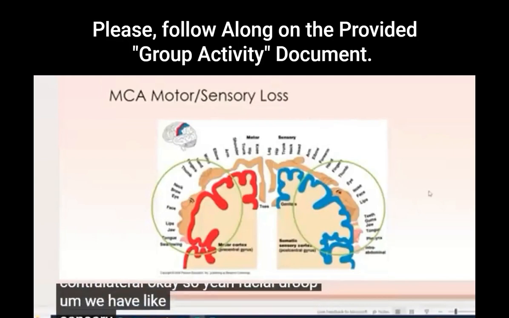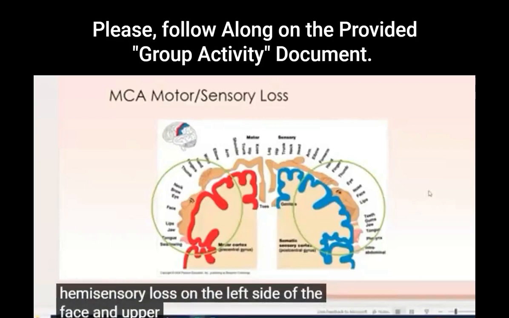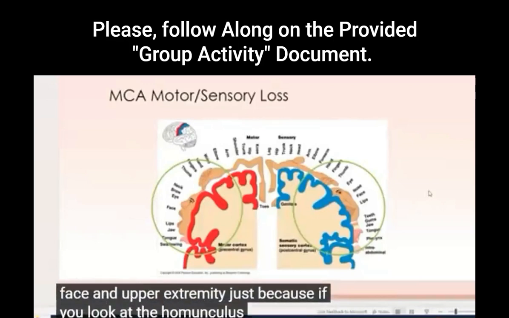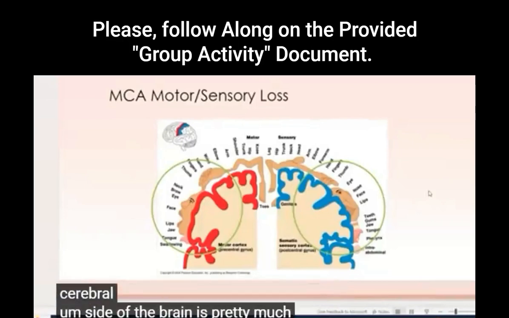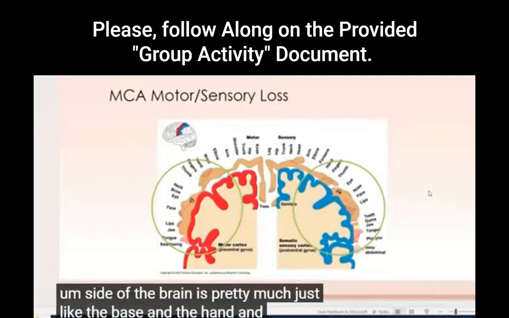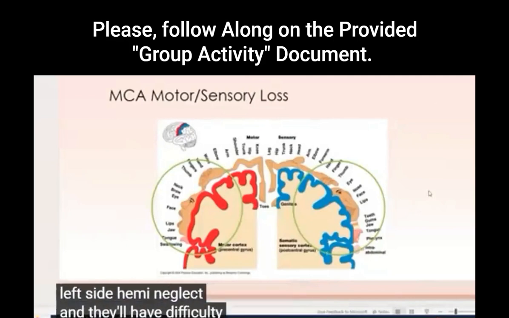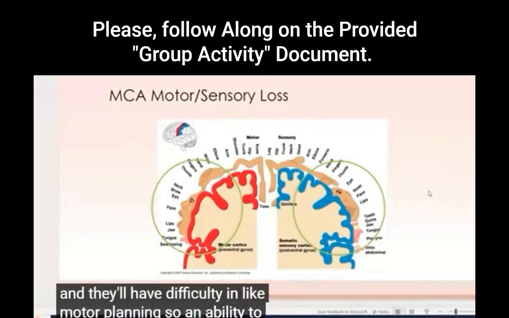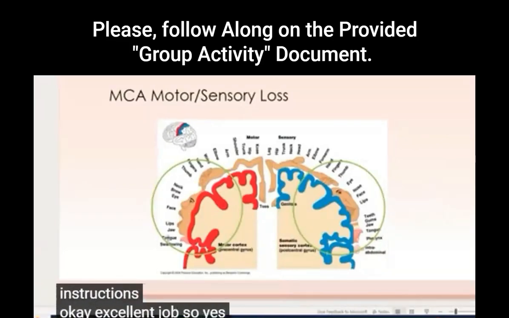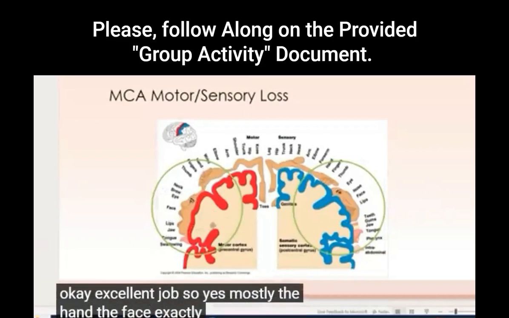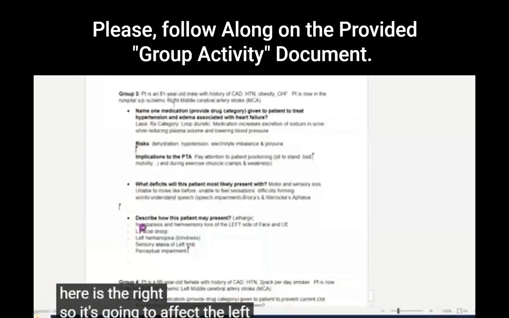We have sensory ataxia on the left limb, hemisensory loss on the left side of the face and upper extremity. Just because if you look at the homunculus, the middle cerebral side of the brain is pretty much just the face and the hand. The patient will also present with left-sided hemineglect, and they'll have difficulty in motor planning, so inability to perform tasks, even though they understand the instructions. Okay, excellent job. So yes, mostly the hand and the face, exactly. Patient here is the right, so it's going to affect the left side.